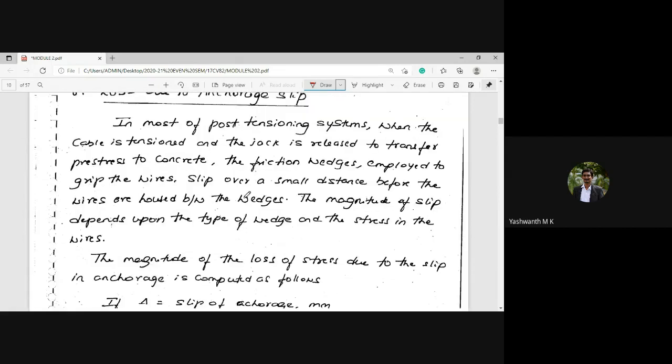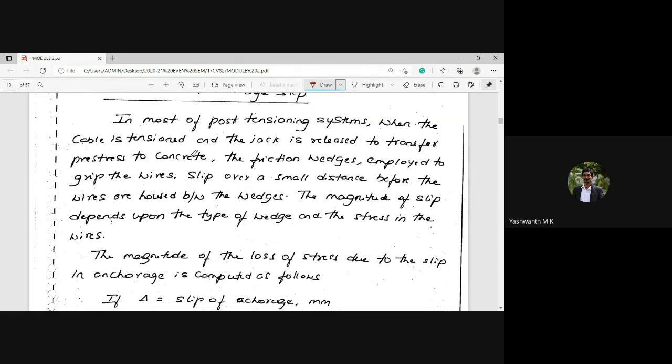So now, in most post-tensioning systems, when the cable is tensioned and the jack is released to transfer the pre-stress to the concrete, the friction wedges, that means the wedges showcased in module number 1, which were put in order to induce the tensioning through the cable, will get loosened. So those grips will be loosened.